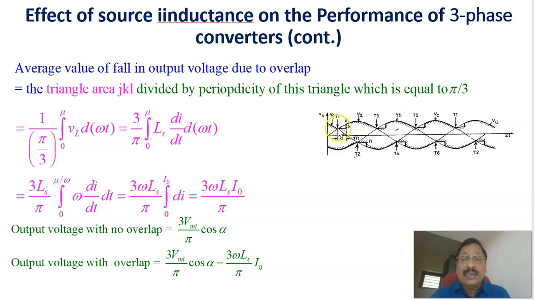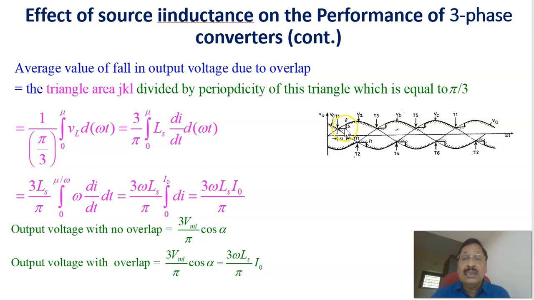divided by the periodicity of this triangle, which is equal to pi by 3. Pi by 3 means 180 by 3, or a 60 degree interval. This period will be coming in this interval. That is why, in order to calculate how much voltage is reducing, it is the area of the triangle JKL divided by the periodicity. Therefore, 1 by pi by 3 integral 0 to this one.